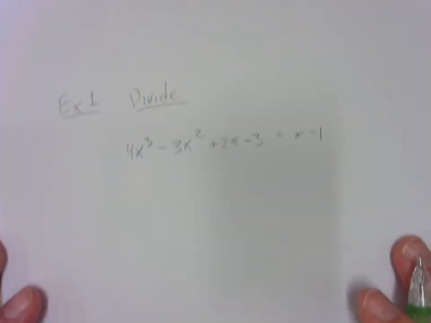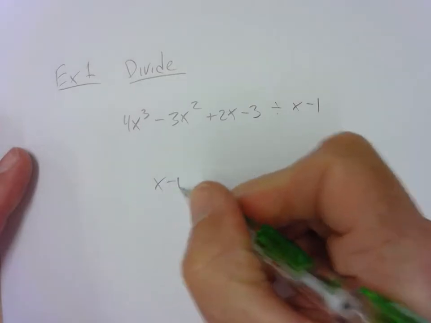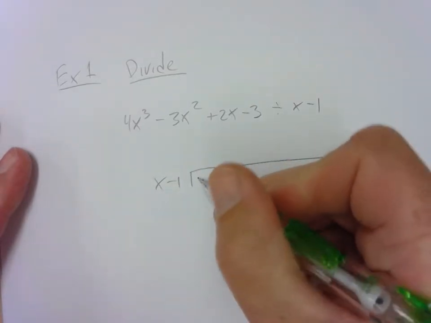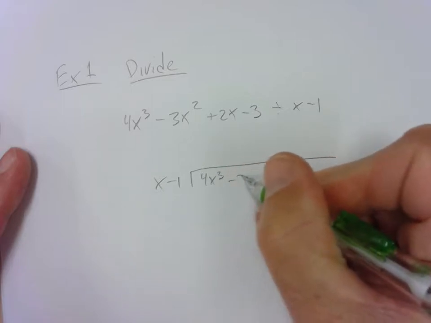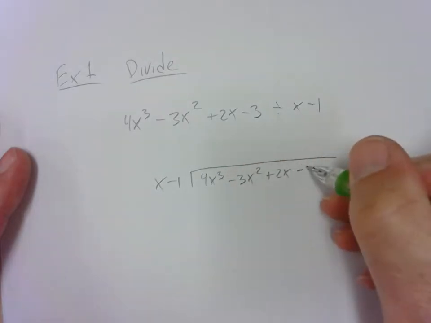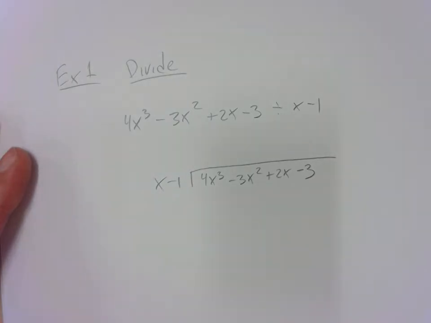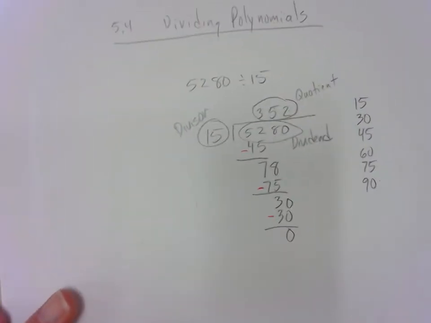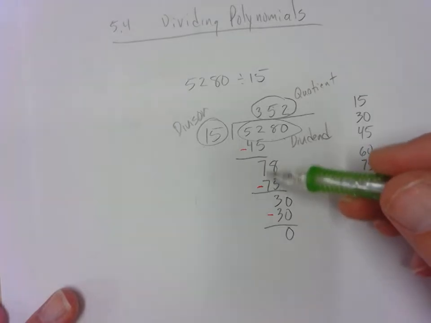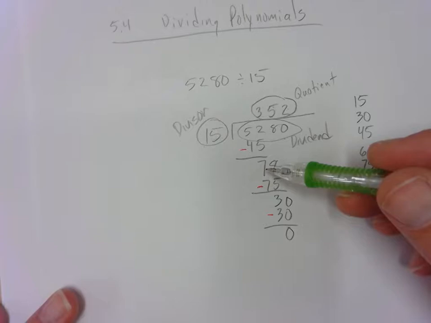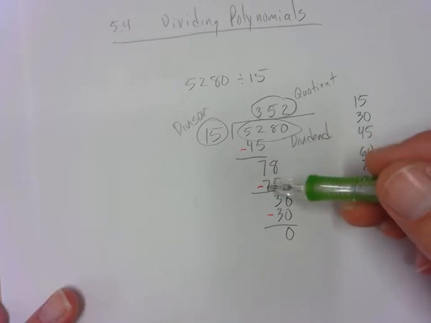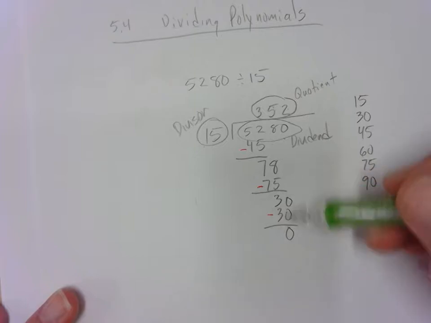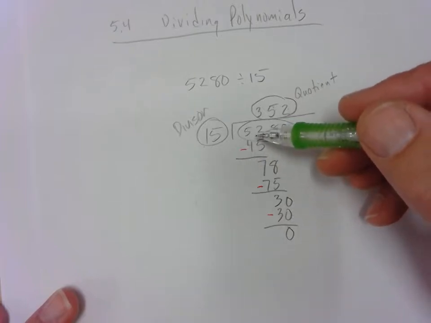So the first thing I'm going to do is set up like a division problem. x minus 1 on the outside, and 4x cubed minus 3x squared plus 2x minus 3 underneath the division sign. The steps I'm going to follow are almost identical. So basically what you're doing every time is figuring out what number works here to kill this number. You're getting rid of the 7s, the 70s are going away, and then the 30s are going away. And up here, the 40s are going away, even though this doesn't look like a 40.